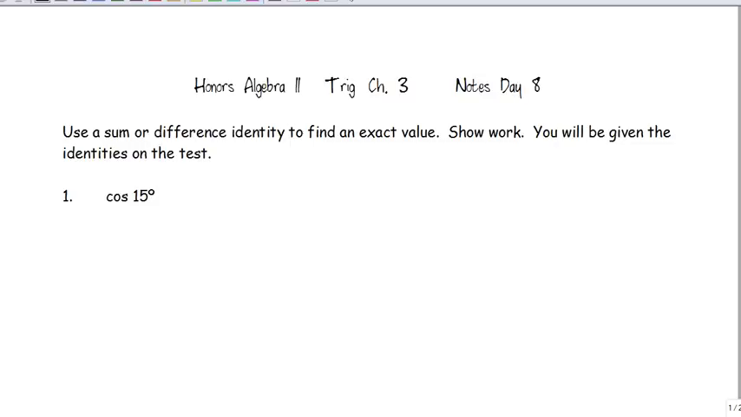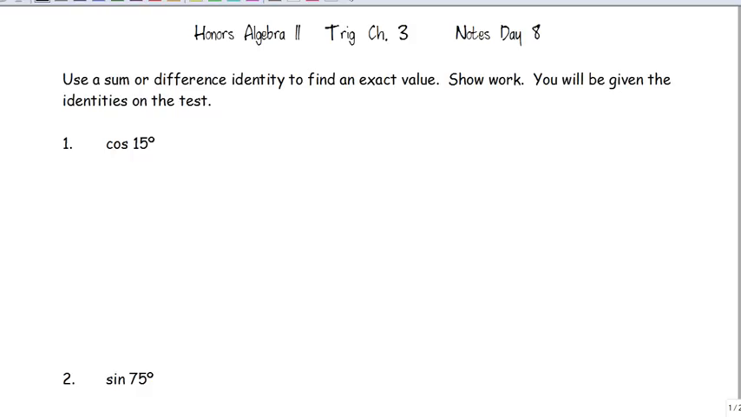This one we're going to be doing, we kind of have to remember back to when we were doing our 30, 60, 90, 45 angles, and you have to remember what cosine and sine and tangent were at those places so we can actually figure out other trig values, such as cosine of 15. Cosine of 15 is not on the unit circle. However, there are identities that help us break 15 into two different numbers that are familiar to us.